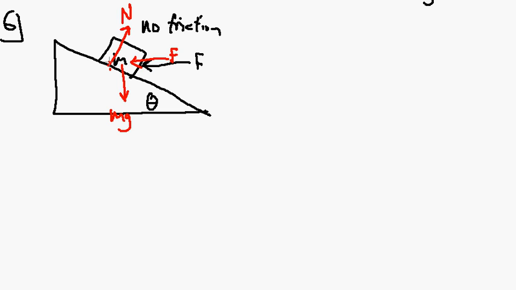Now we want to use a coordinate system with one axis parallel and the other perpendicular to the surface. So that means we're going to do this, x and y. The reason why we like to do this is because when we write equations of motion, it makes things a lot easier when the object is just going to move in one direction.